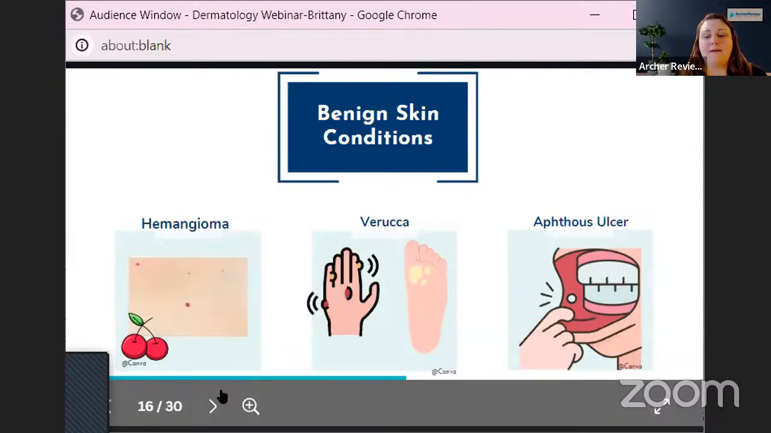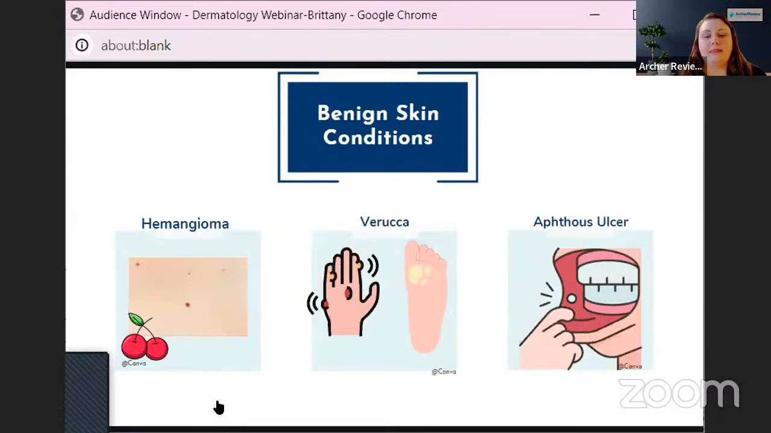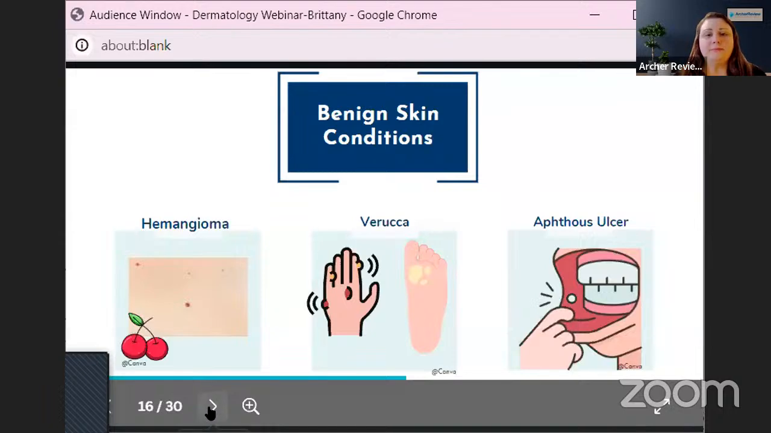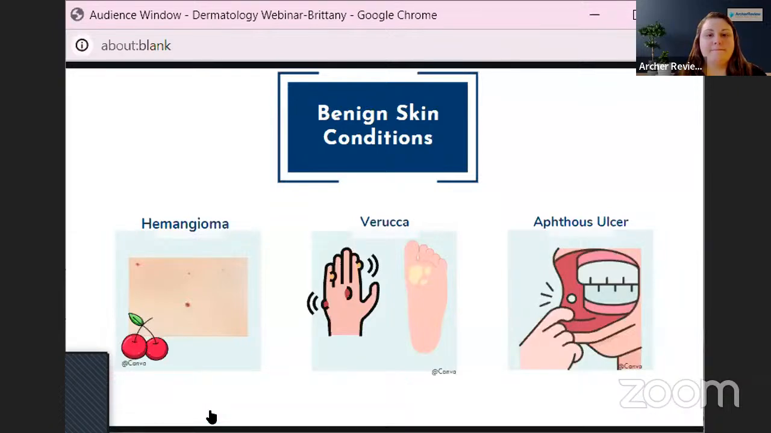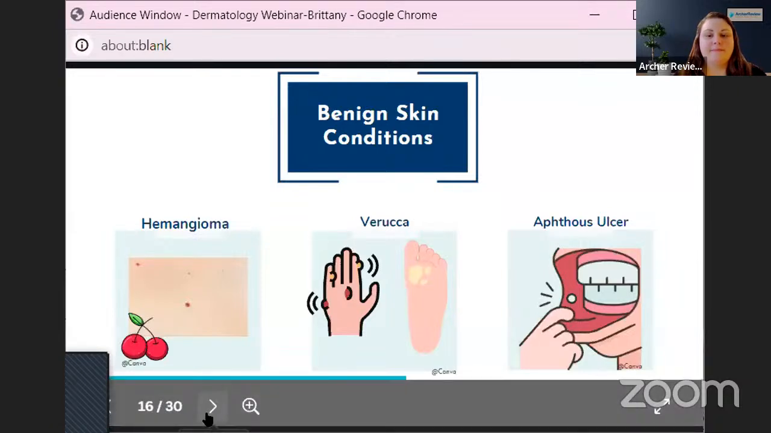Okay, so we also have an aphthous ulcer. So who can tell me the common name for that? Anybody have any common names for that? What is your patient going to come in and say they have today with an aphthous ulcer? So that's right. They're going to come in and say that they have a canker sore, right?